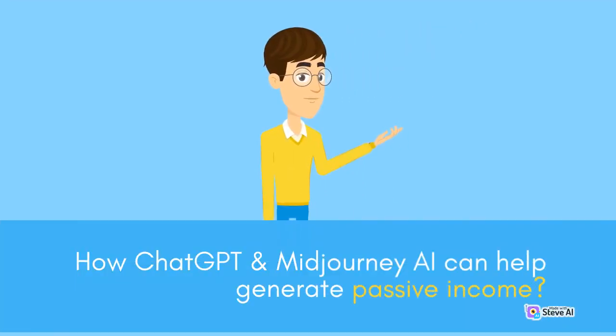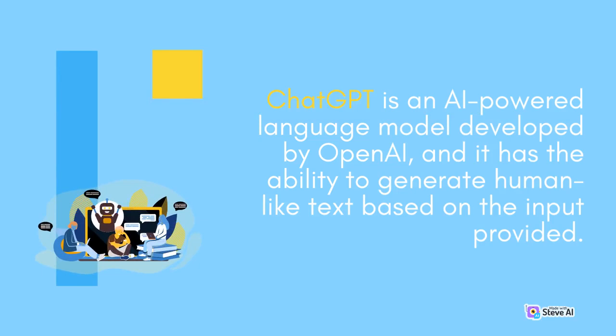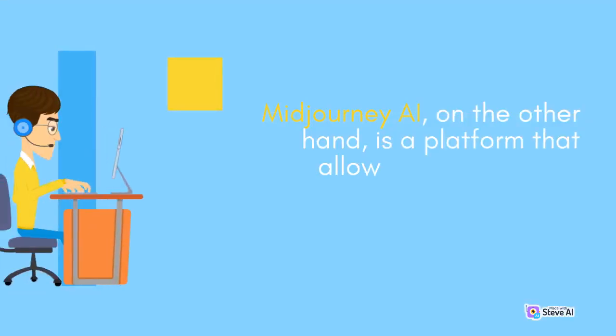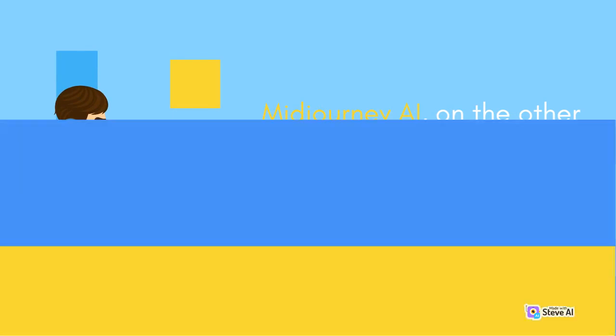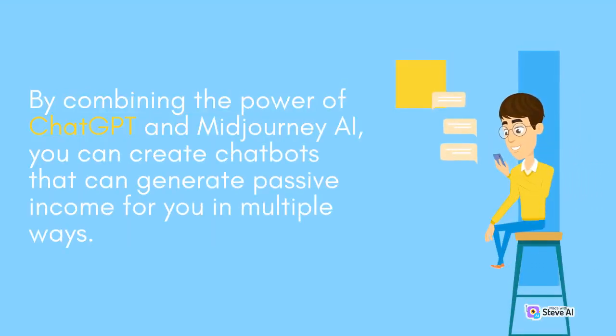How Chat and Midjourney AI can help generate passive income. Chat is an AI-powered language model developed by OpenAI, and it has the ability to generate human-like text based on the input provided. Midjourney AI, on the other hand, is a platform that allows you to build AI-powered chatbots for various use cases. By combining the power of Chat and Midjourney AI, you can create chatbots that can generate passive income for you in multiple ways.